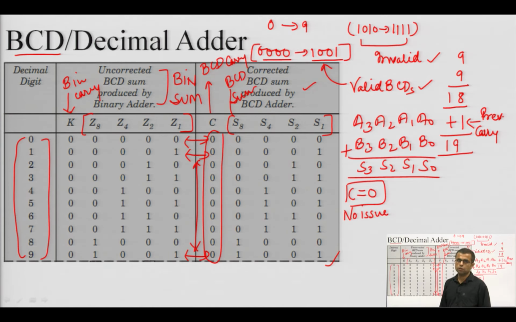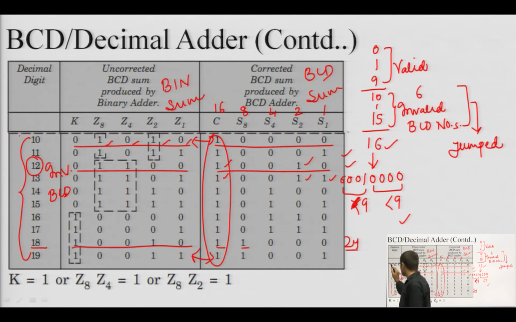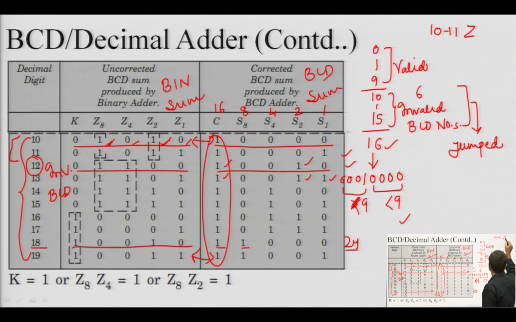Okay. So, for C equal to 0, there is no issue at all, but when this C starts appearing as 1, issues start arising. So, we have to find the expression for this invalidity condition when C is appearing as 1. We can check that for the first two cases, 10 and 11, Z8 is 1 and Z2 is 1. So, for 10 and 11 we can have Z8 and Z2.